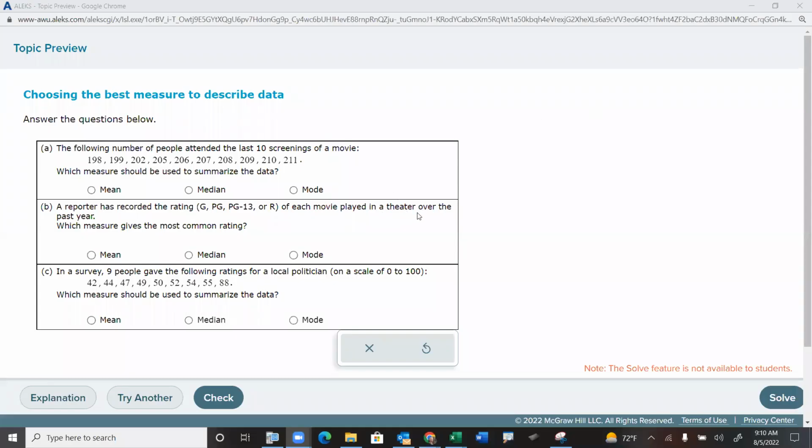Okay, last topic for this video. Choose the best measure to describe the data. Oh, okay. So is it mean, median, or mode?